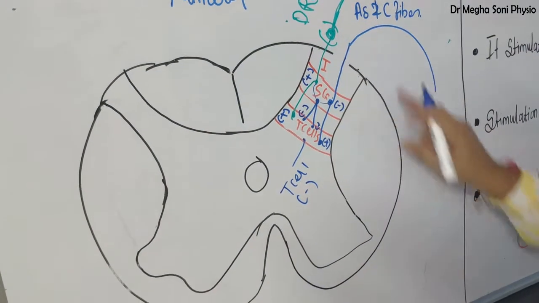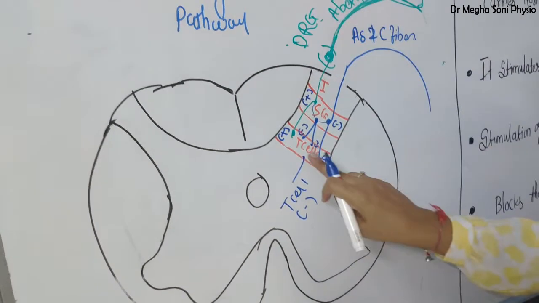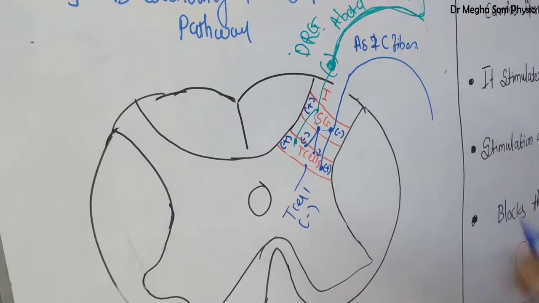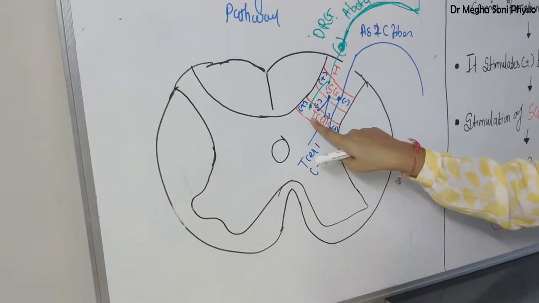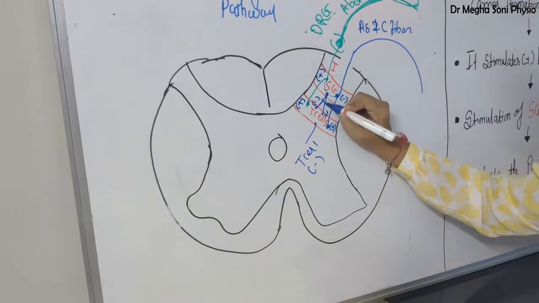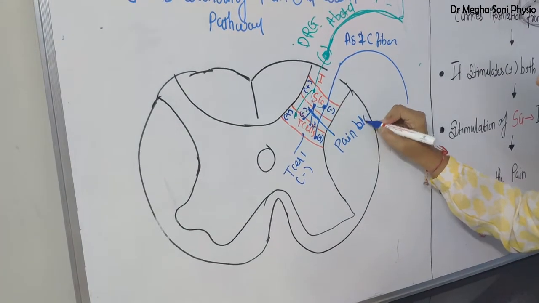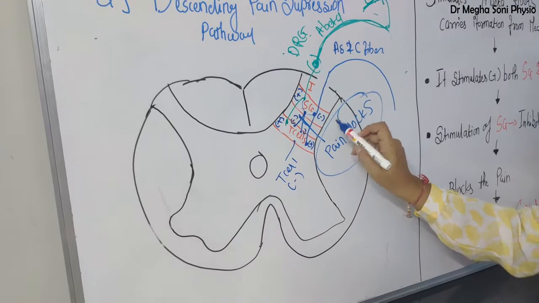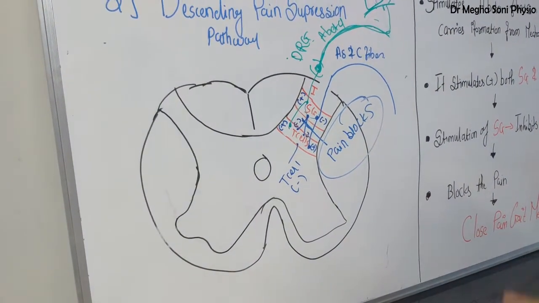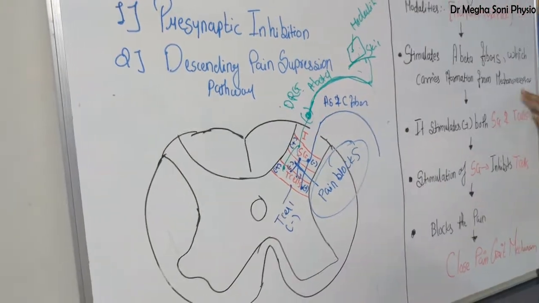And as we know, for pain to transmit from peripheral to central, the T cell should be stimulated, but here the SG has inhibited the T cell, and in this way the pain is blocked. The pain blocks by this mechanism. So this mechanism is called presynaptic inhibition. You can also see it in this chart.